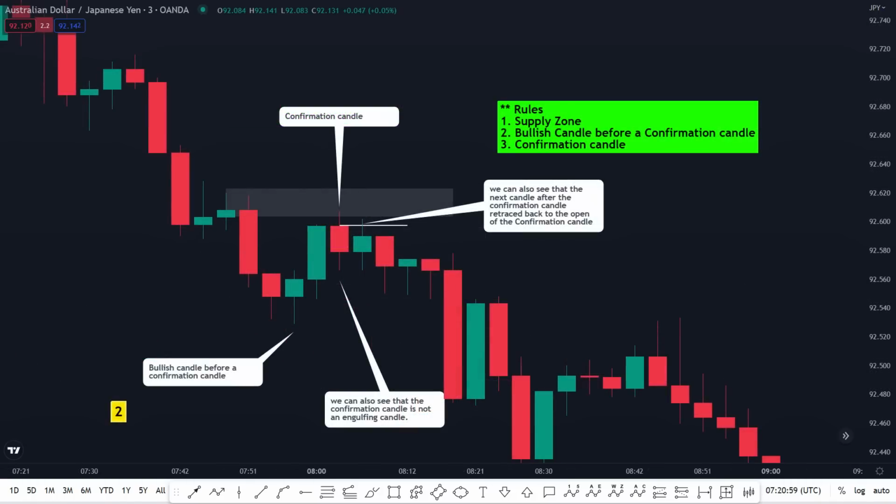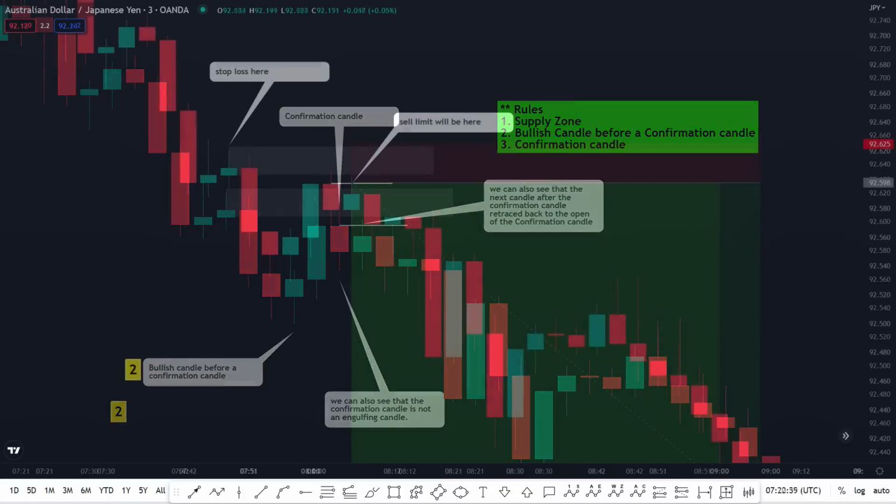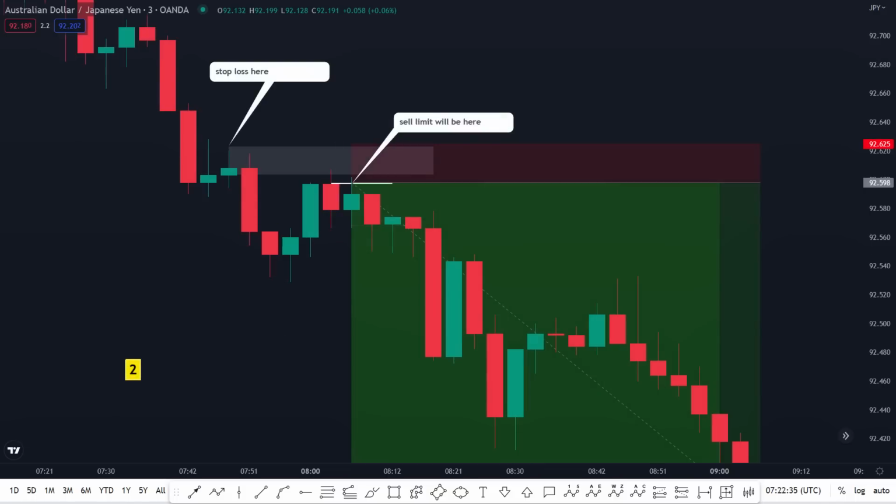Here on this example too, I will give you a moment to study it. Also, another thing that is different from example 1 is, we have 2 bullish candlesticks before a confirmation candle. And the hint is that price was just trying to fill up the fair value gap, which will be covered soon. Your entry will be something like this.